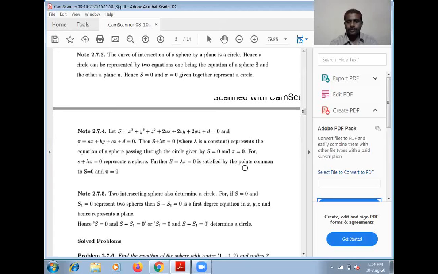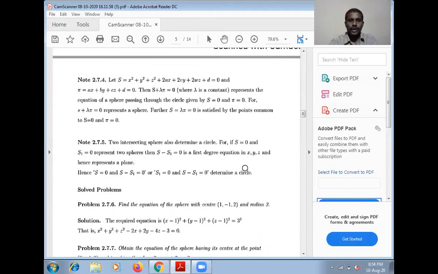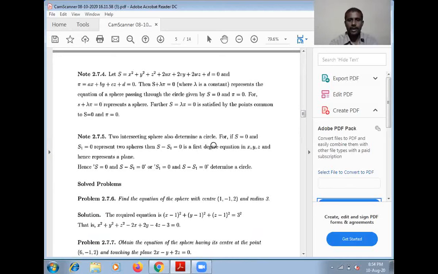So now another note: two intersecting spheres also determine a circle.